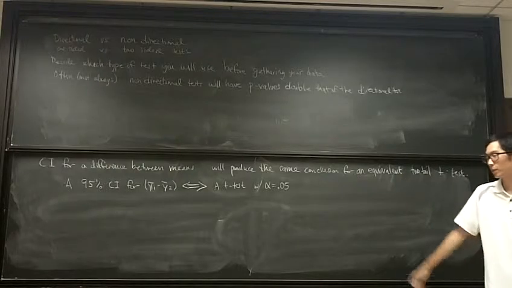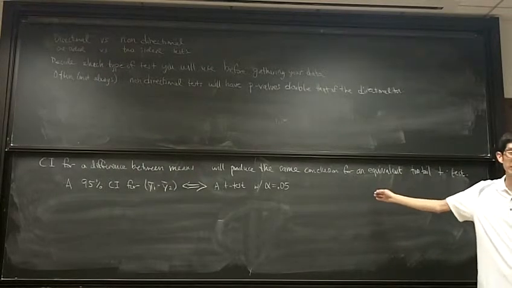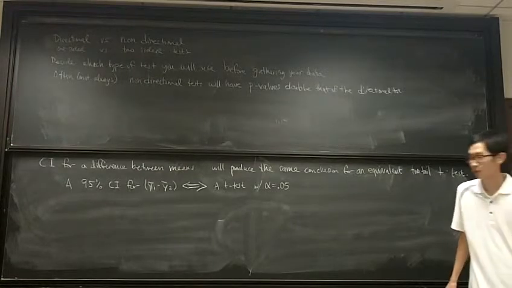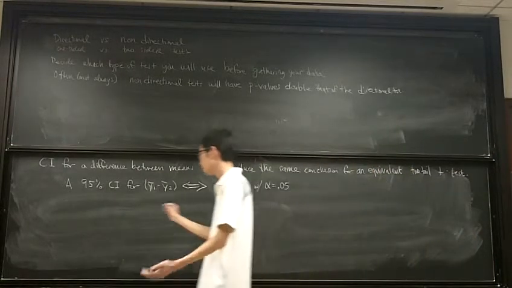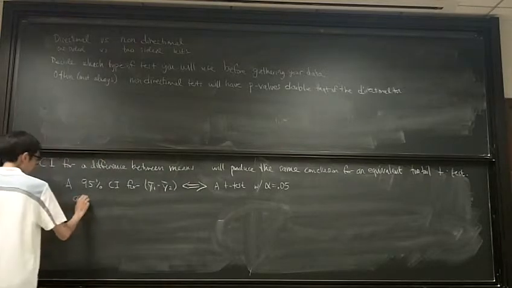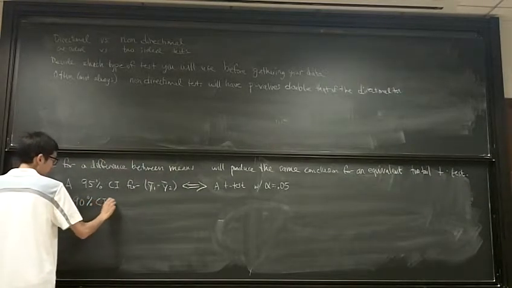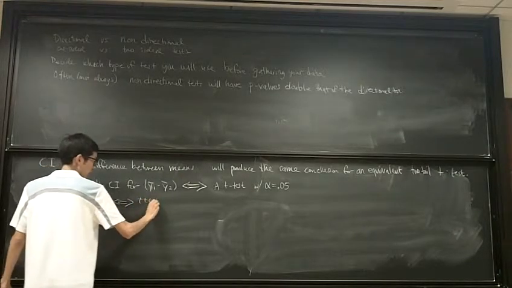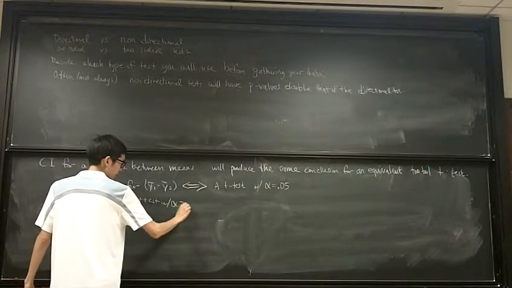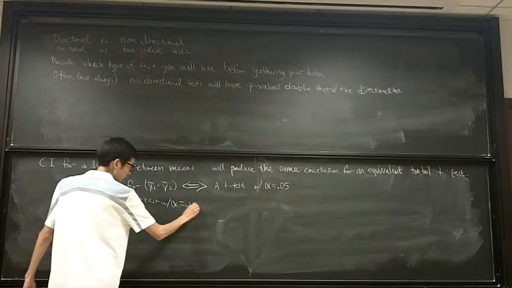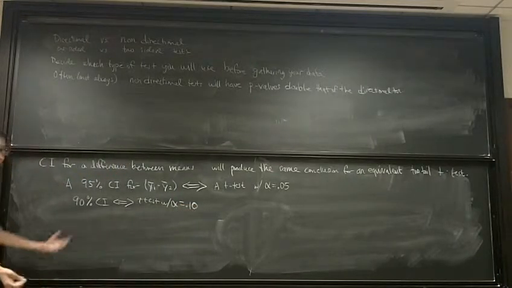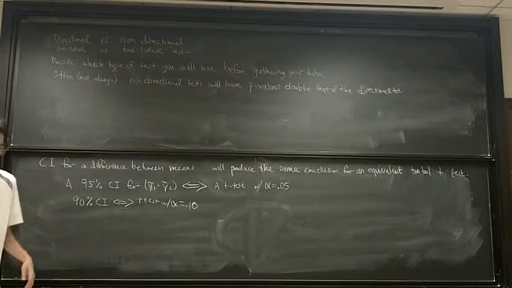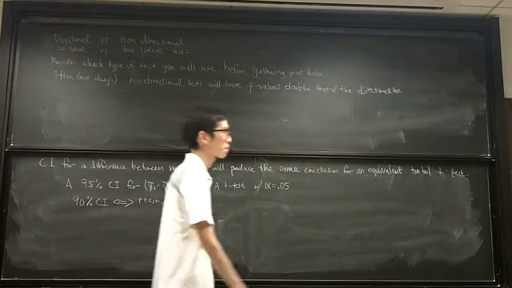Okay. A t-test with alpha equal to 10% would be equivalent to what? A 90% confidence interval, okay? And so you figure out the pattern from there, okay? So 90% CI, t-test with alpha equal to 10%, okay? And 99%, alpha 1%, so on and so forth.